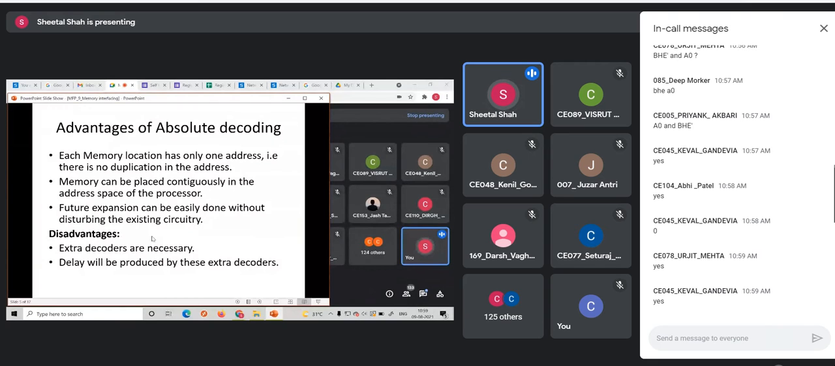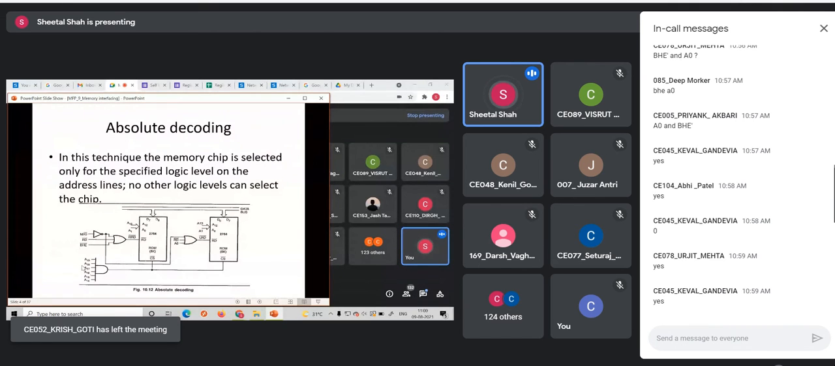The advantage of absolute decoding is that each memory location has only one address. There is no duplicate address for any memory location, and the memory can be placed at continuous memory locations in the address space. One more advantage is that if we want to expand in future and provide some other address, say I want the address where A19 should be 1 whereas A18 should be 0, I can connect an inverter in front of A18, so that would give a different address. Are you getting this?